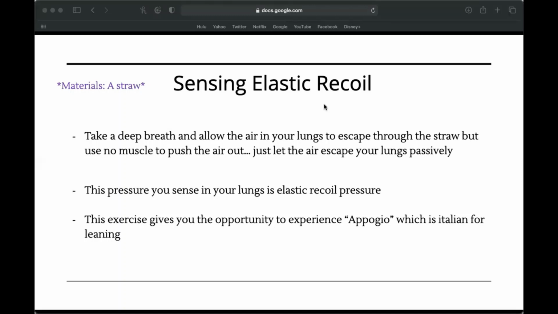escapes your lungs. This exercise gives you the opportunity to experience appoggio, which is Italian for leaning against the breath. So what this really means is the combination of feeling air escape your lungs slowly and sensing the pressure behind it gives the impression that you're leaning against your breath. You're not forcing it out. There's no actual leaning of any body part, but it's that easy, steady release of air with pressure that requires minimal muscle effort, that feels more like a lean rather than a push.